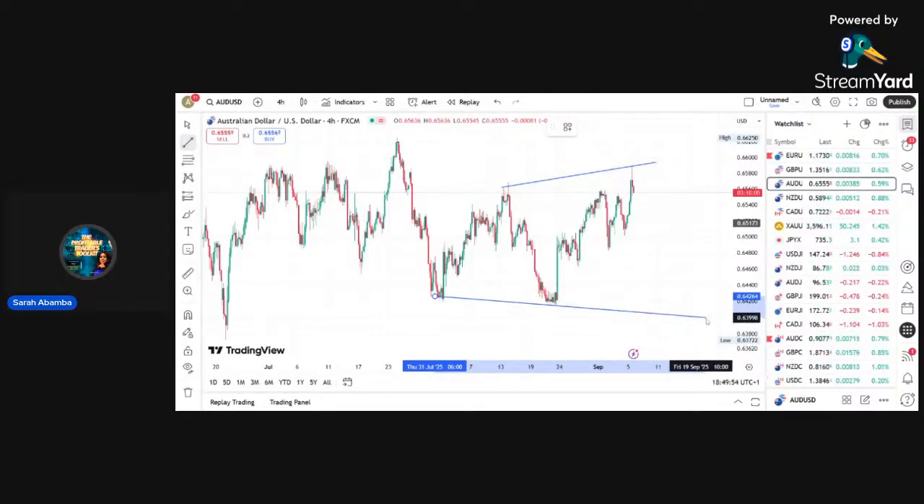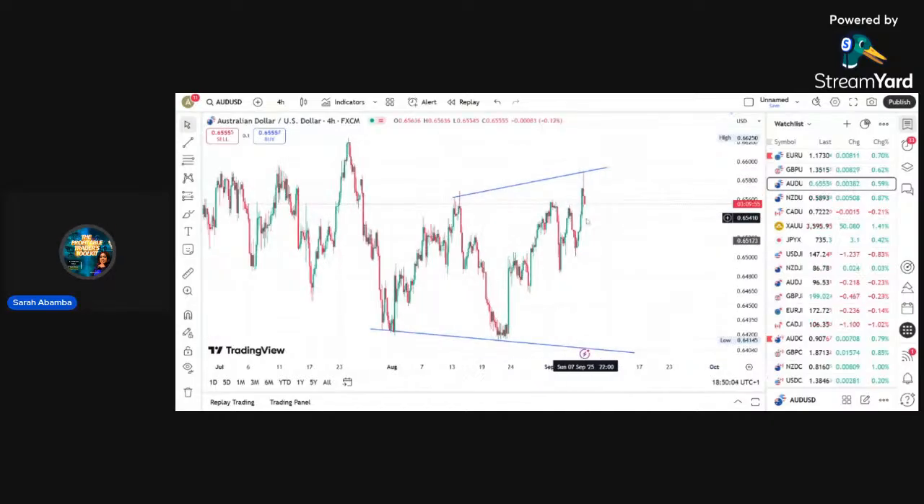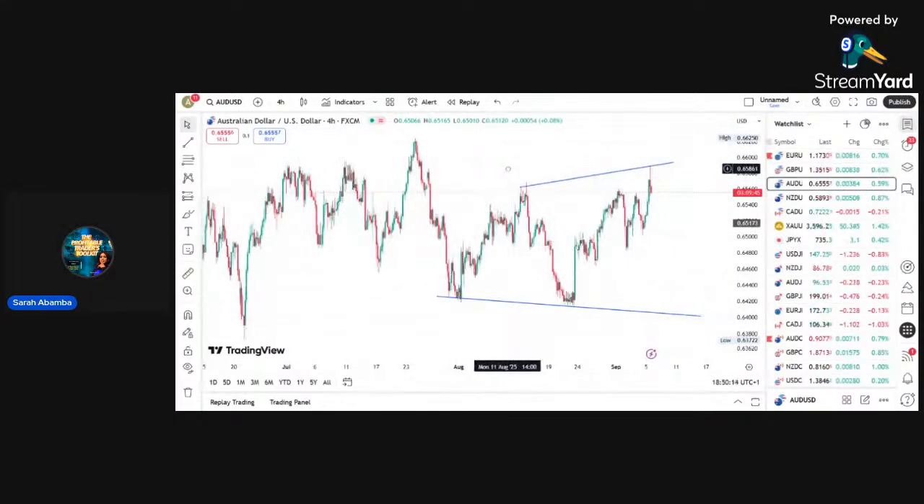So you will see a triangle pattern that's formed here now. By this, I'm expecting this to drop down, then go up again. This is a triangle pattern. I'm just seeing it now. I never knew this guy was doing this. I just saw it.